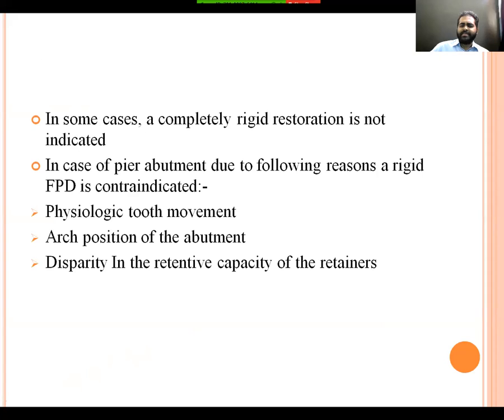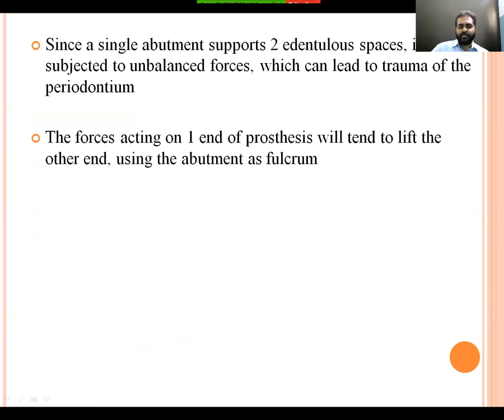Basically, we don't use rigid connectors because they are contraindicated due to physiological tooth movement. It tends to move the tooth. The arch position of the tooth plays a vital role because the bending and deflection forces will be more on that tooth's surfaces. The disparity in the retentive capacity of the retainers again plays a vital role.